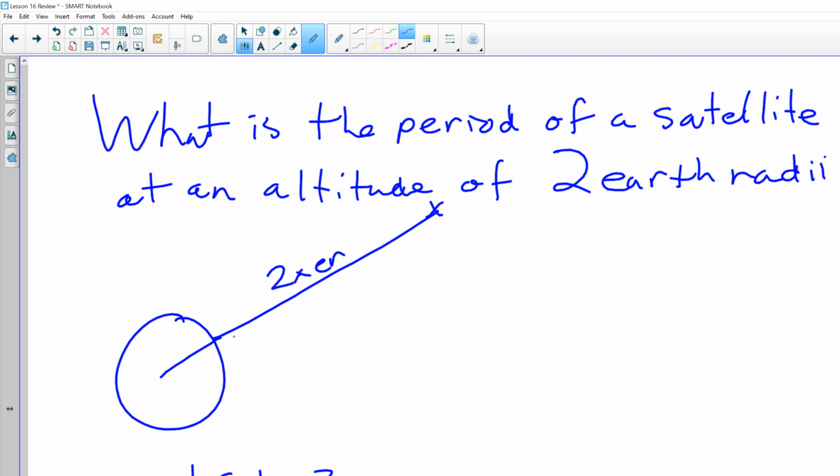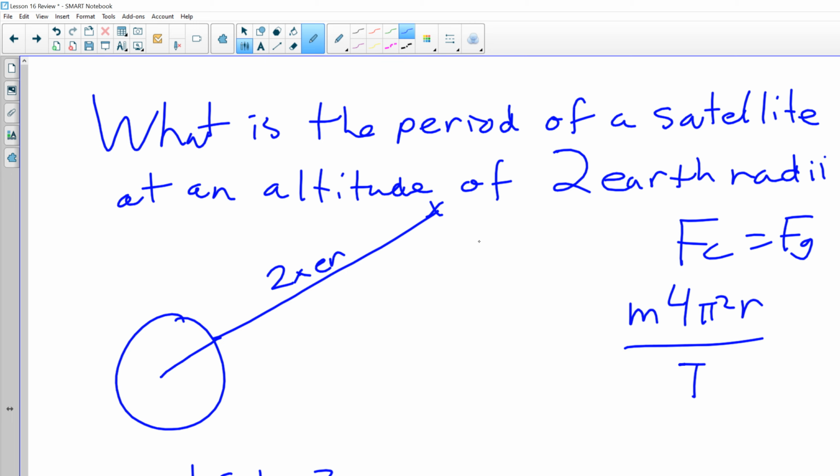Okay, so there's my orbital radius. Now I've got that. The masses involved are the satellite and the Earth. The mass of the satellite's not going to matter, but I'm looking for the period of that satellite. So I'm going to say FC equals FG, which is true for anything orbiting something else. And I'm going to say that M times 4 pi squared times R over T squared is my centripetal force.